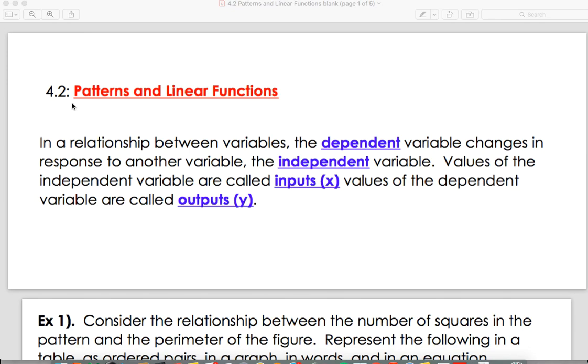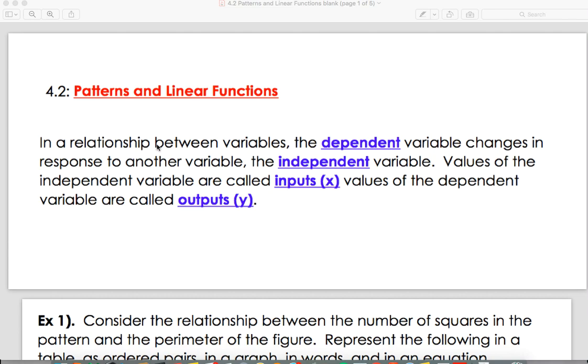Welcome back to 4.2, dealing with patterns and linear functions. In the first section, we saw the basic understanding of graphing, dealing with types of graphs in the real world. As we start to segue into where we'll see patterns with numbers and linear functions going in a straight line, a little bit of vocab here to start off.